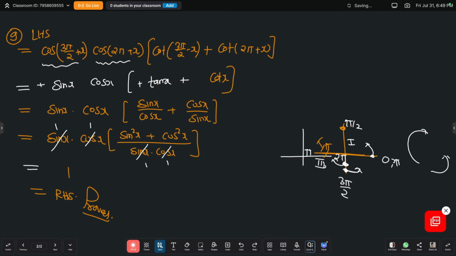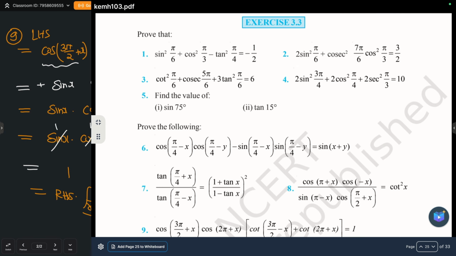Not just simple quadrant knowledge, you need to know how to play in the quadrant. Very, very important. Next.